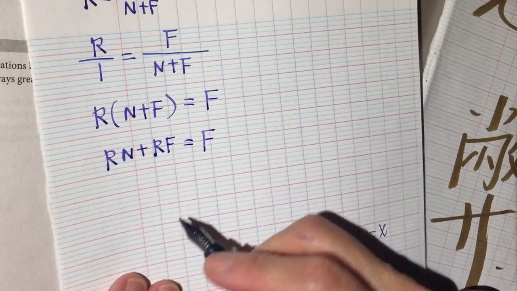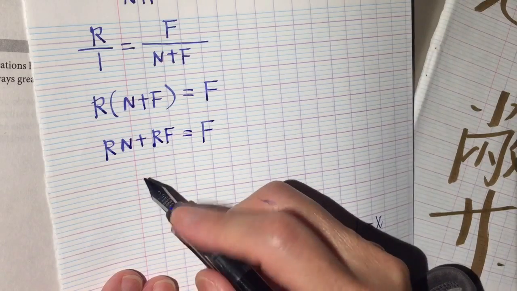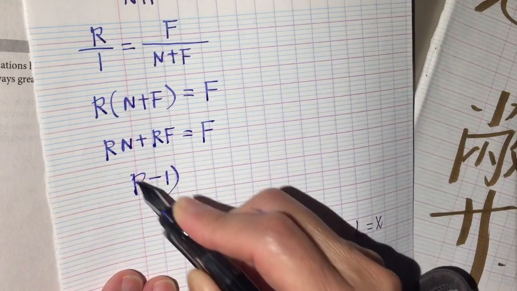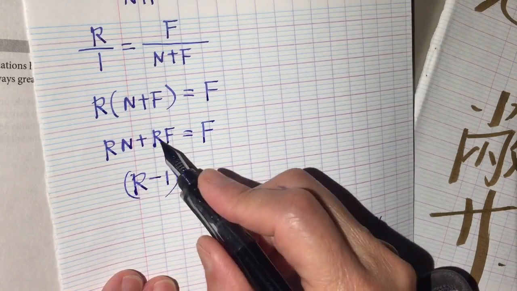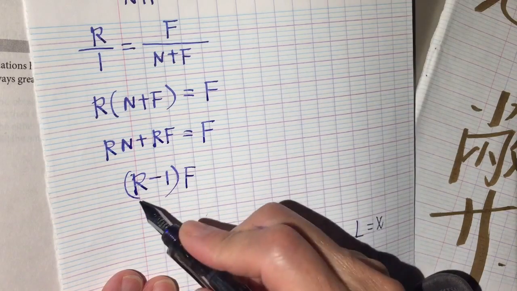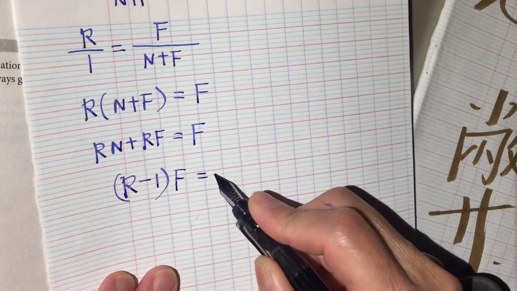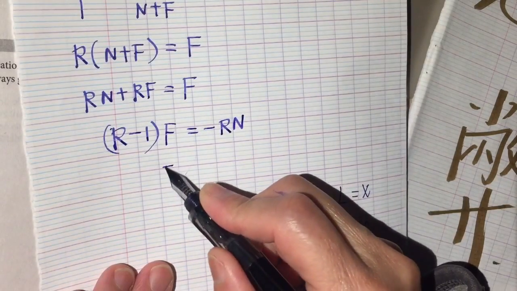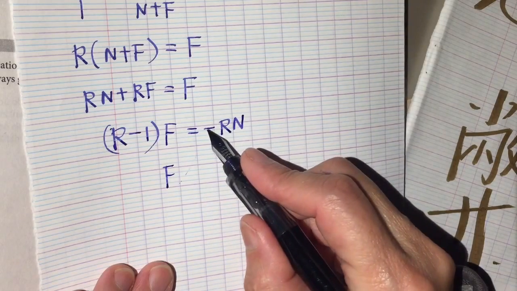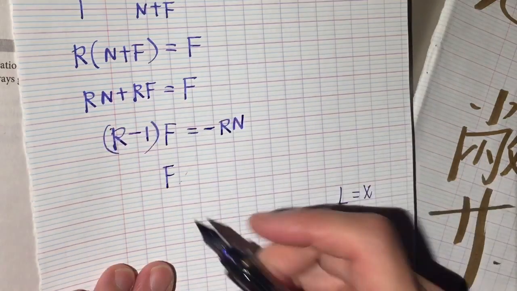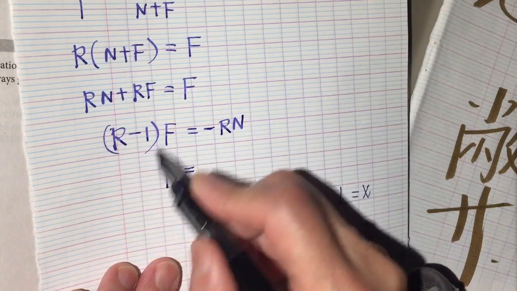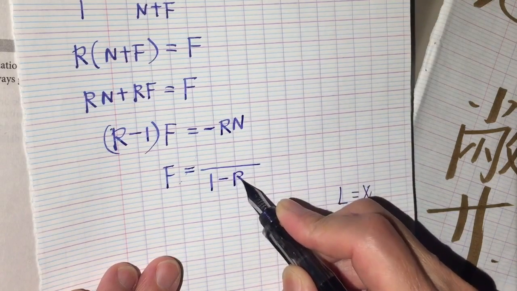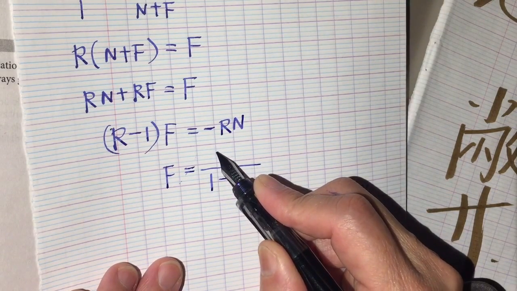Move this F around here. RF minus 1F equal negative RN. We move to the other side. I want to get rid of the negative sign, so I need to switch the direction of this one. So F equal to 1 minus R, and the numerator is RN.